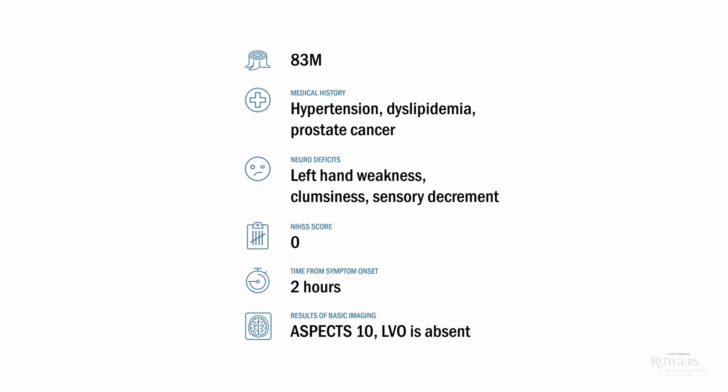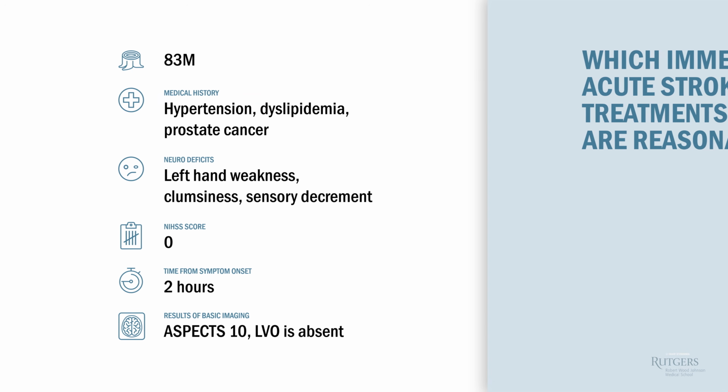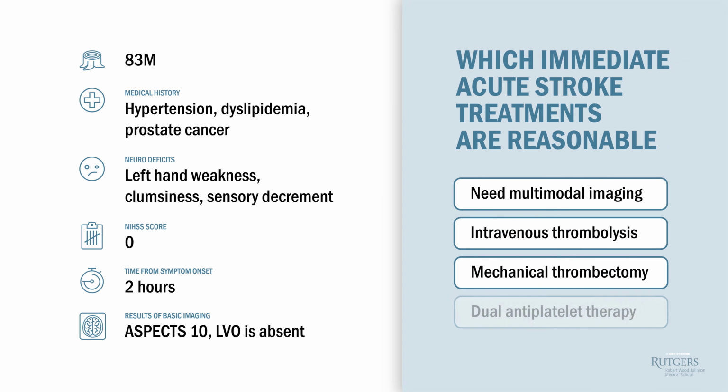What do we do? What plan of action is reasonable here? Is it hard to decide? Maybe we need some multimodal imaging for more information. Do we just proceed with intravenous thrombolysis, alteplase or tenecteplase? Mechanical thrombectomy? Or maybe skip reperfusion therapies altogether in favor of dual antiplatelet load? Take a moment to decide.